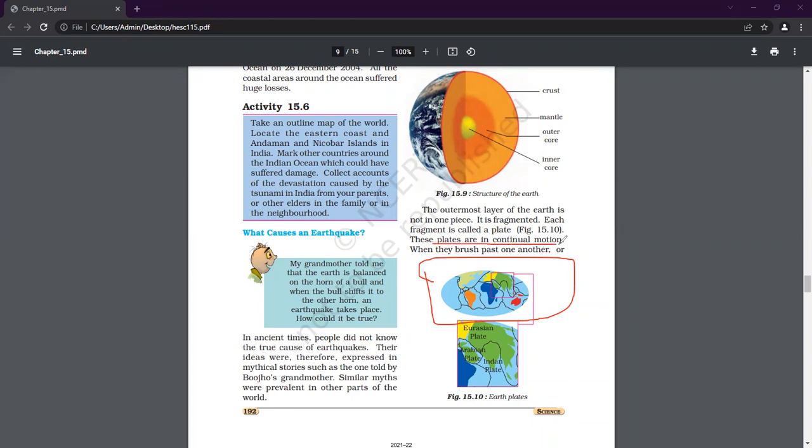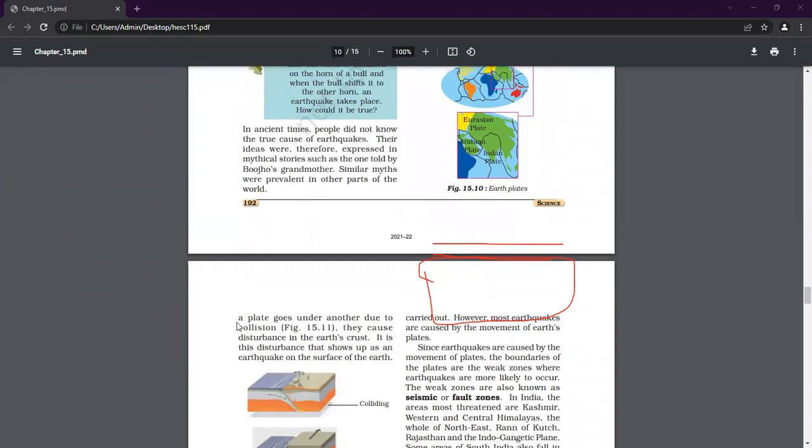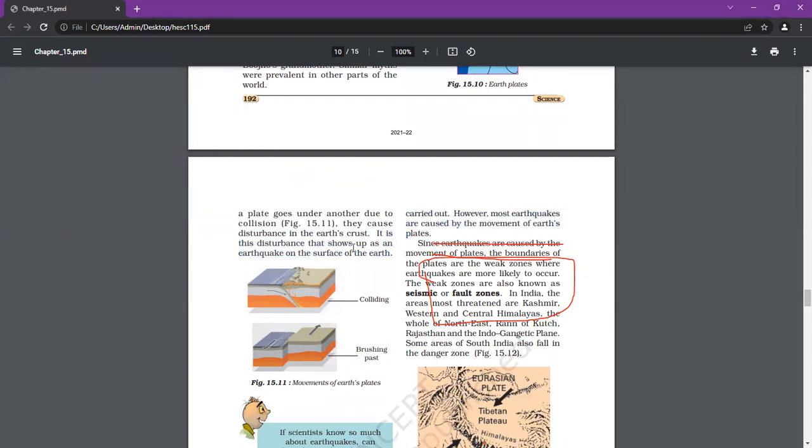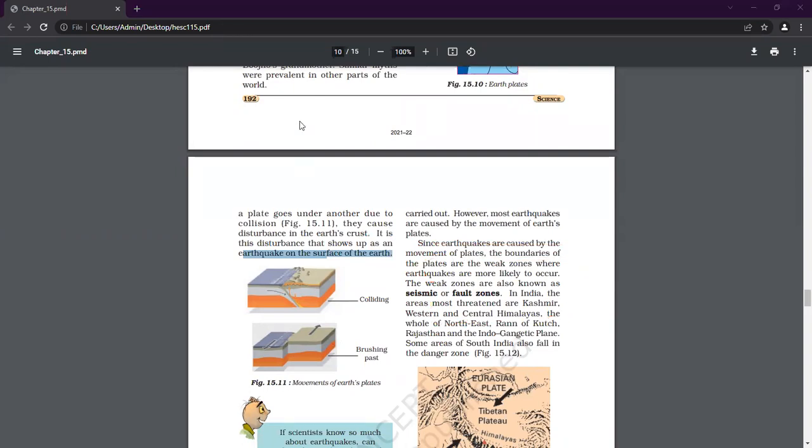These plates are in continuous motion. When they brush past one another or a plate goes under another due to the collision, they cause the disturbance on the earth crust. It is this disturbance that shows up as an earthquake on the surface of the earth. So this thing we have discussed, what is the basic reason behind the earthquake?